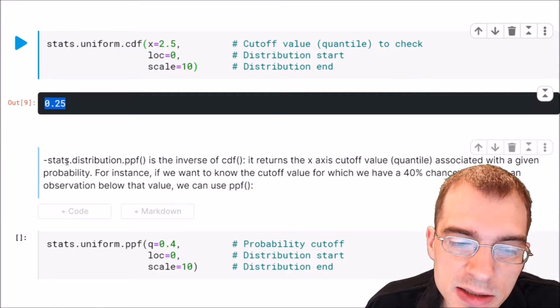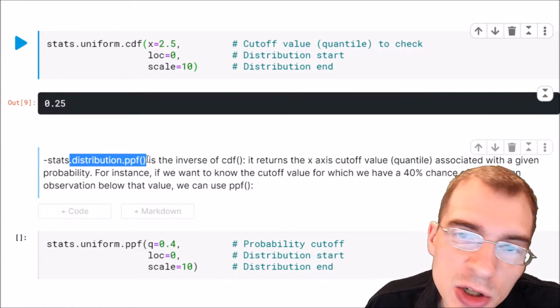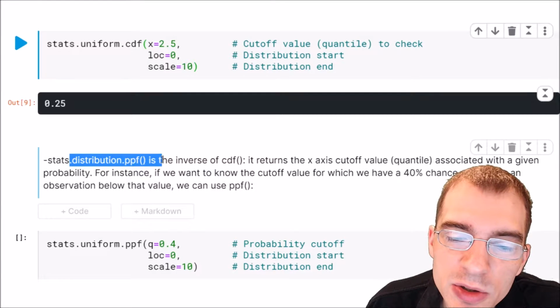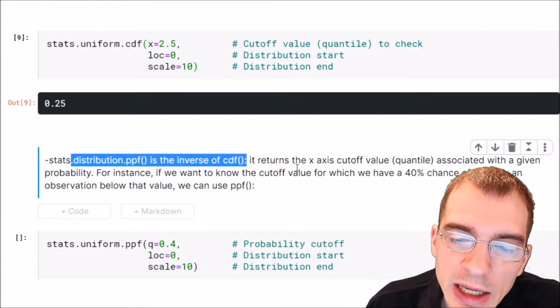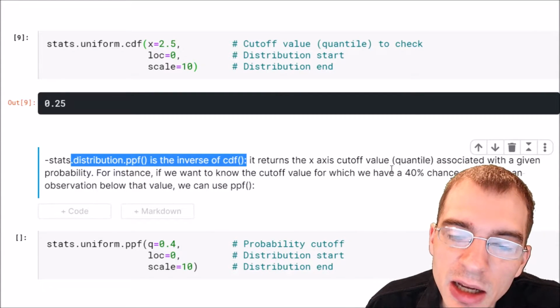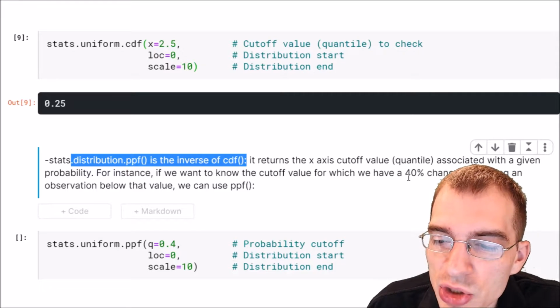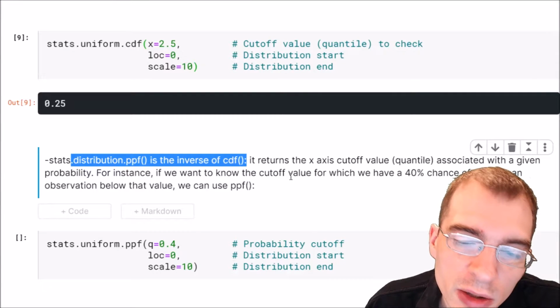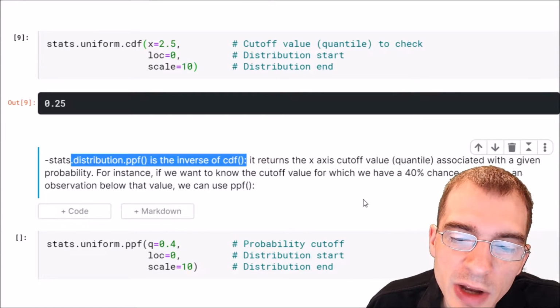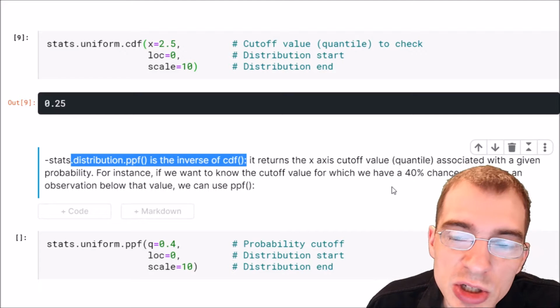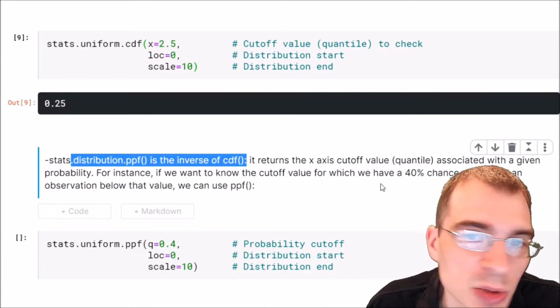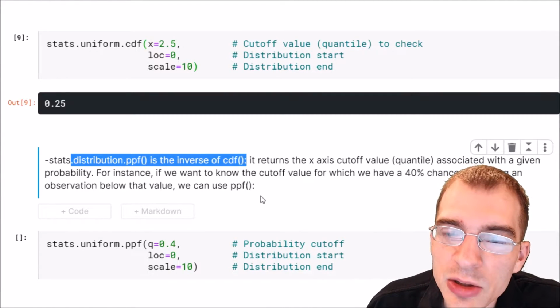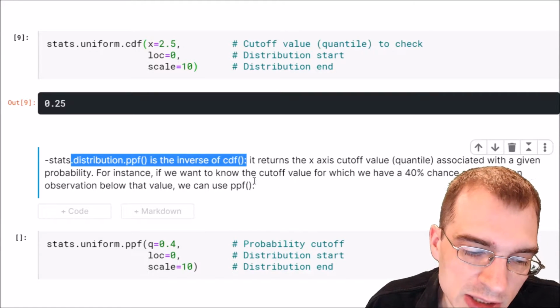Now the stats.distribution.ppf function is essentially the inverse of the CDF function. It will return the x-axis cutoff value or quantile associated with a given probability. For instance, if we want to know the cutoff value, the x-axis value, for which we have a 40% chance of drawing an observation below that value, we could find that using PPF.